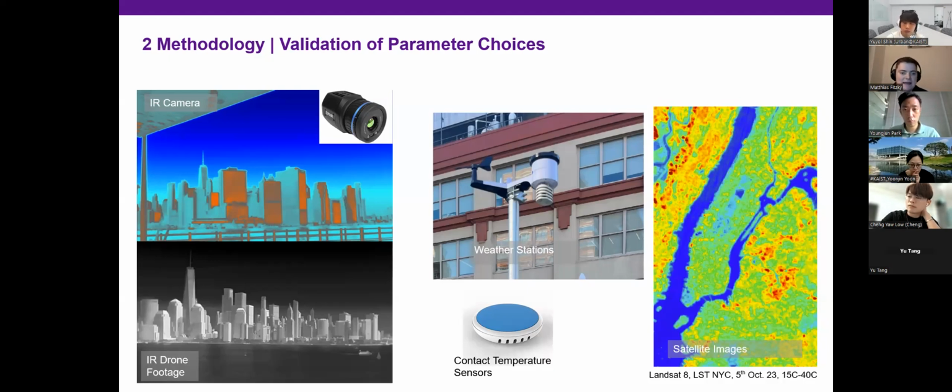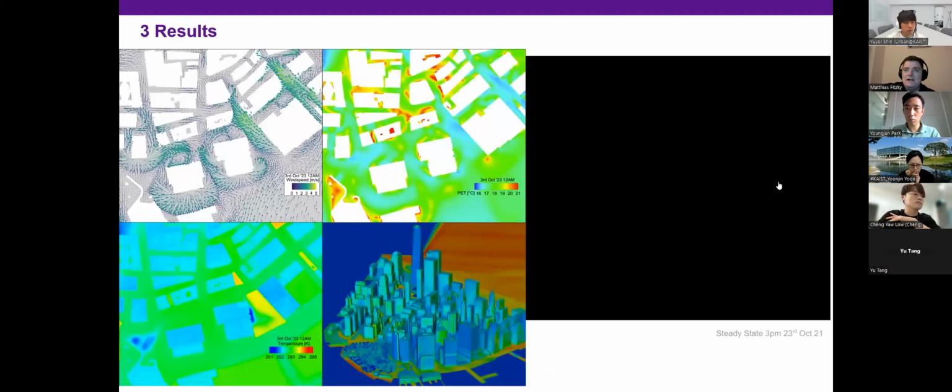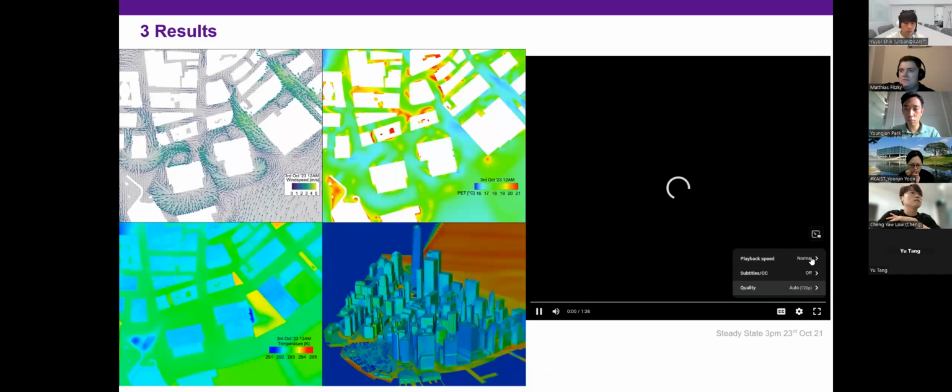Then we also validate the flow in our area with weather stations, and then to further validate whether our thermal camera is outputting correct results, we also install contact temperature sensors. Then to top it all off, we also use Landsat 8 to verify whether the land surface temperature is correctly modeled. To show you some results, there should be this video, which I'm going to speed up.